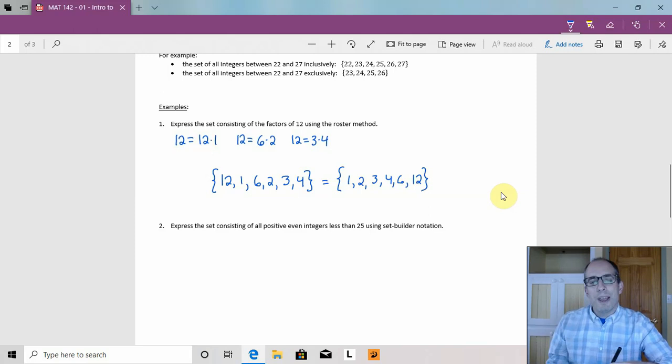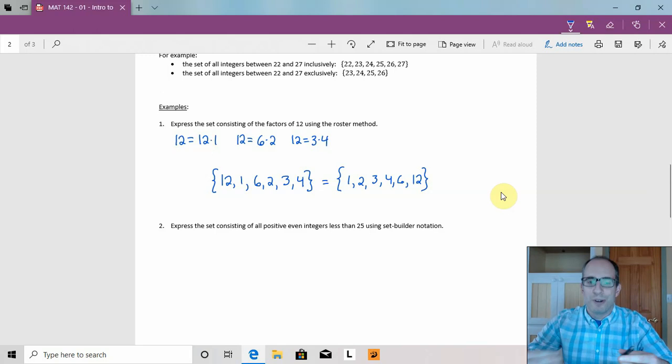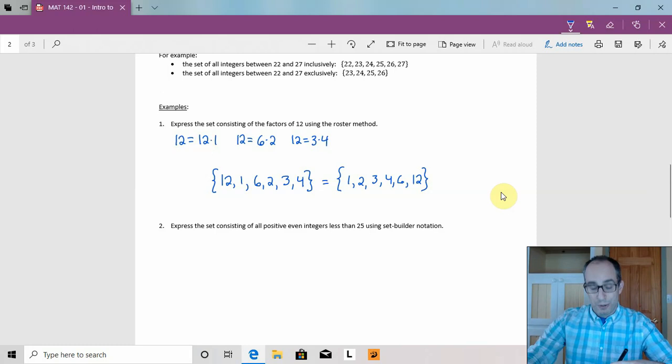I guess it wouldn't make a difference if you had to write this out. In the homework, you won't. You just have to pick the right one out of a lineup. But I guess the one on the right looks a little bit nicer because it's in order, but they're both right. Next, positive even integers using set builder notation.